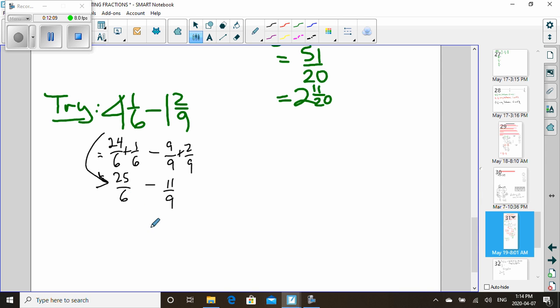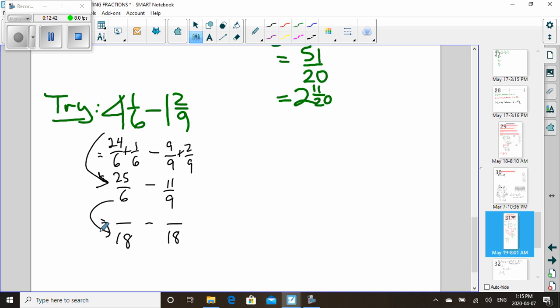So I got 25 sixths minus 11/9. Now I don't have a common denominator, 6 and 9, and we have to work on our multiples, right? What does 6 become? What does 9 become? What's the first number they both can become when we multiply? The skip count: 6, 12, 18; 9, 18. Did you hear 18? Good, it's 18. We got to think about our multiples, and that's where some of us need practice, right?